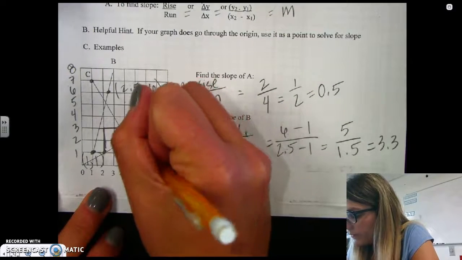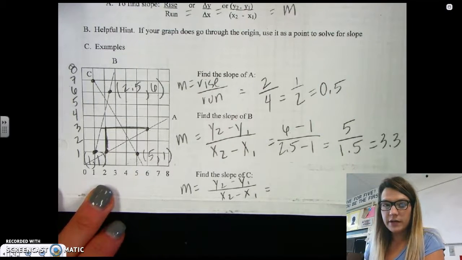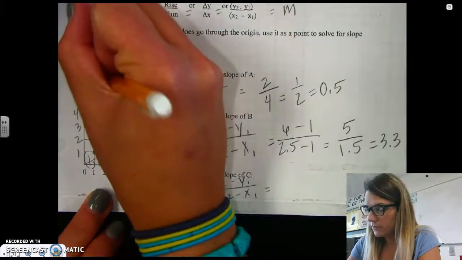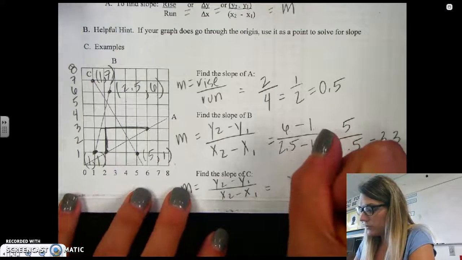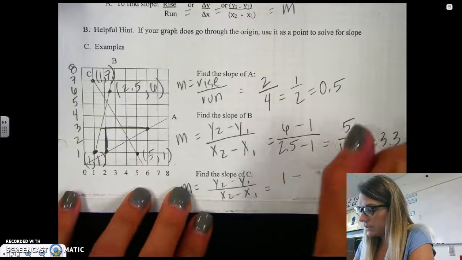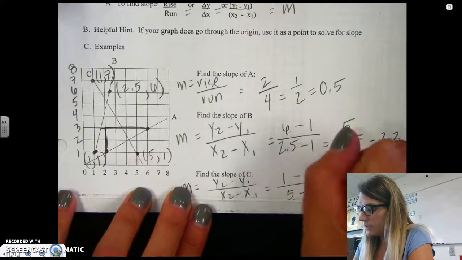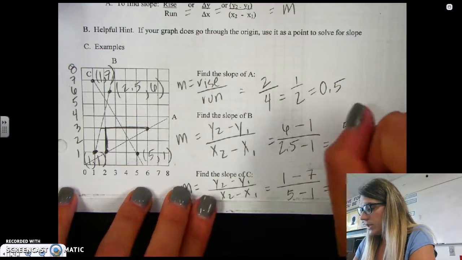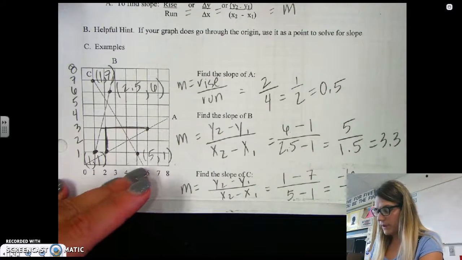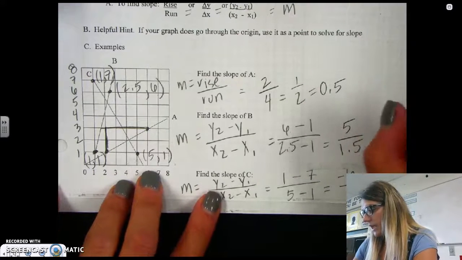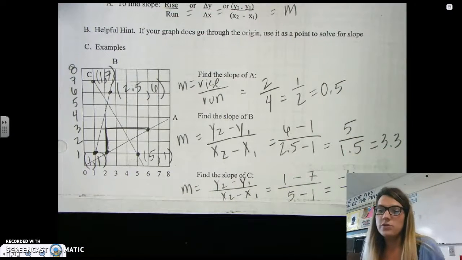Okay, so this is 5, 1, and this one right here is 1, 7. Okay, so I'm going to do 1 minus 7 divided by 5 minus 1, which is negative 6 divided by 4, which 6 divided by 4 is 1.5, so this is a negative 1.5. This negative means I have a backward slope or a negative slope, okay?